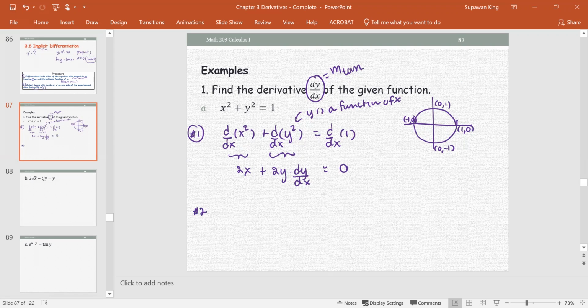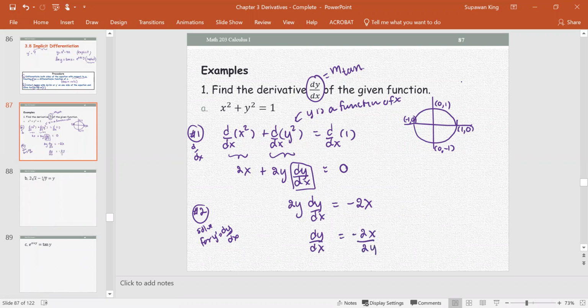Step 2, we are going to solve for y prime, which is dy by dx. We see the second term contains dy by dx. We leave 2y multiplied by dy by dx on the left-hand side and subtract 2x from both sides. So we get the right-hand side as negative 2x. And next, we divide both sides by 2y. So negative 2x divided by 2y, and simplify to be negative x over y, which is the slope of the tangent line at the point on the curve, or on the circle graph.